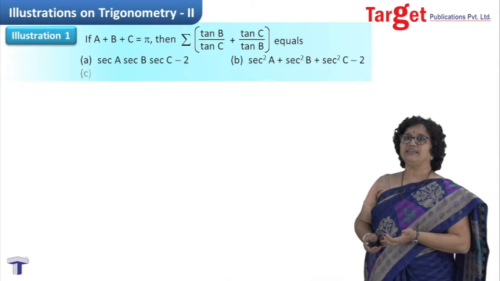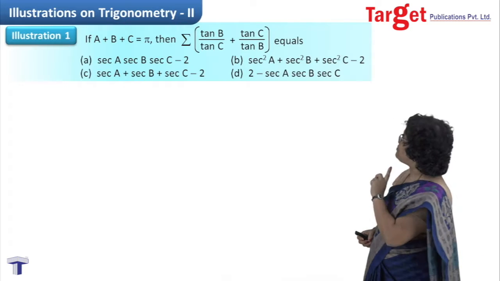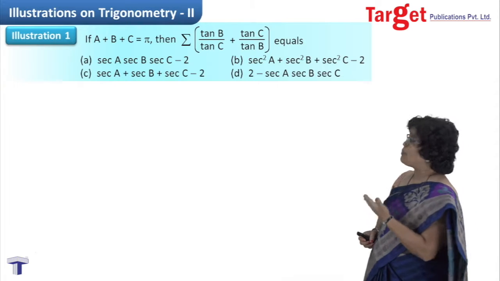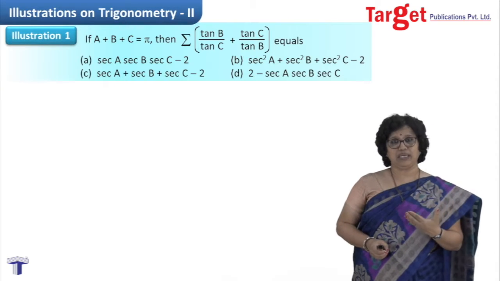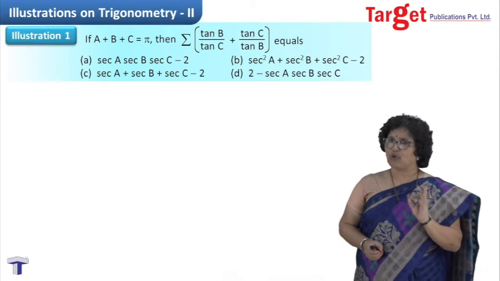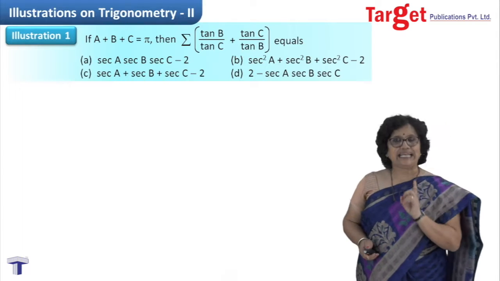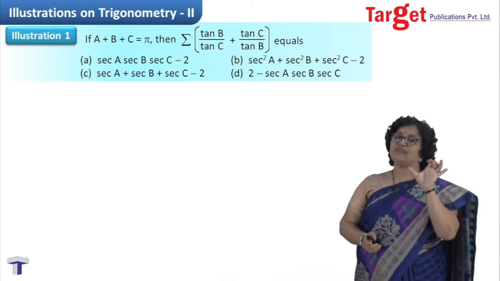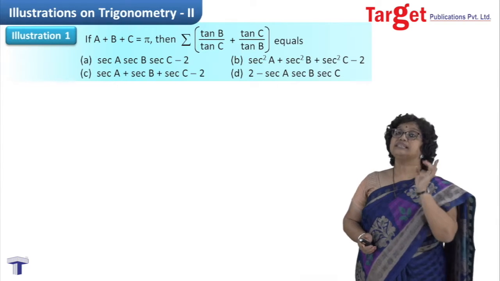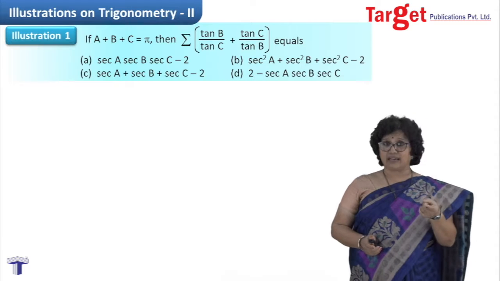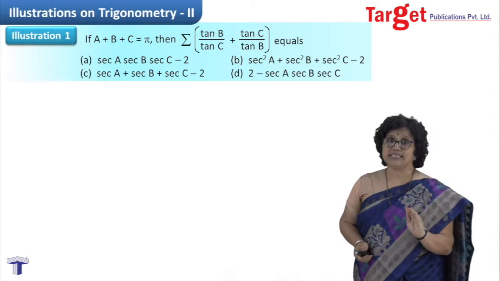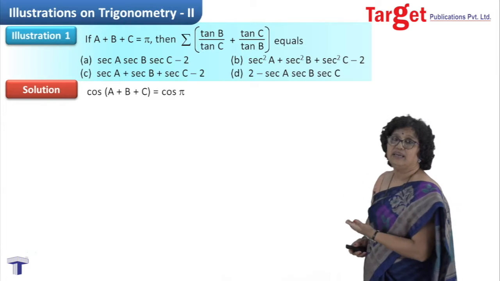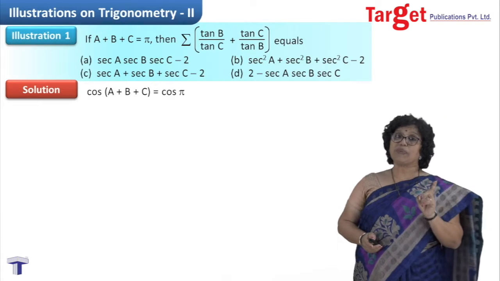Now I start with the first: a plus b plus c is given to be pi, and then sigma tan b upon tan c plus tan c upon tan b equals, and then we are given four options. Now, when I read this, I understand that I have to start with a plus b plus c. And since the four options are in terms of sec, and we have not done any formula on sec, I start with cos. And I write cos (a plus b plus c) equal to cos pi. And cos pi is minus 1.